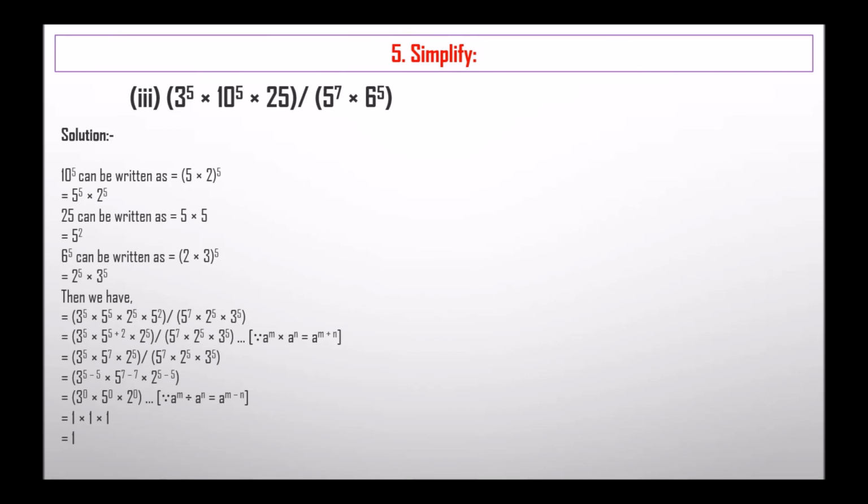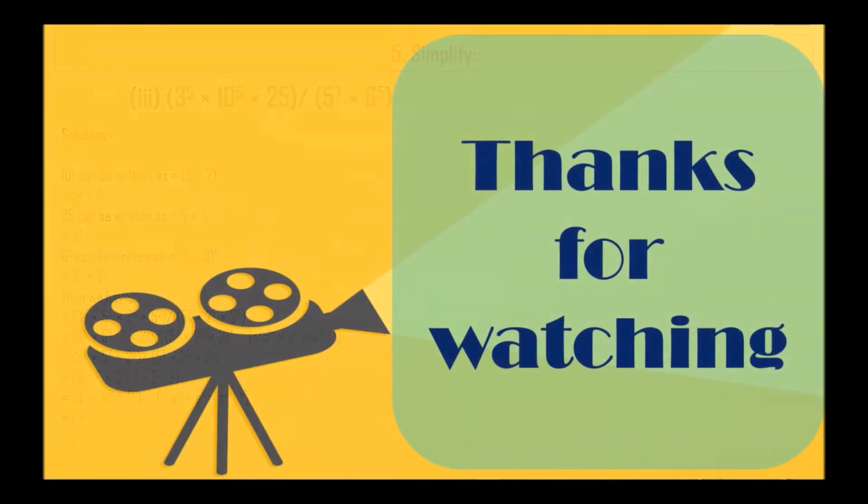Now we will put the values and subtract the powers. So 5 minus 5, 7 minus 7, 5 minus 5. So 3 raised to 0 into 5 raised to 0 into 2 raised to 0. So 1 into 1 into 1, that is 1. So this was exercise 13.2 of chapter 13, class 7.